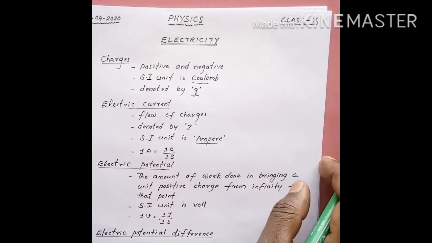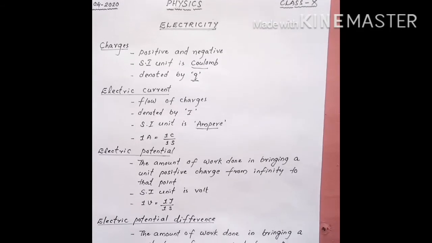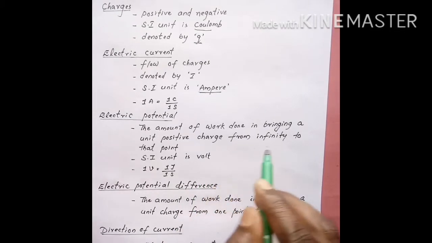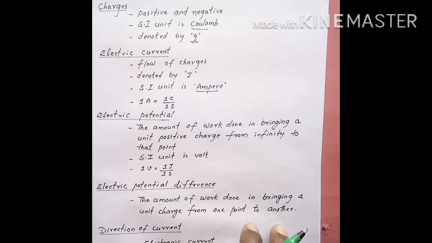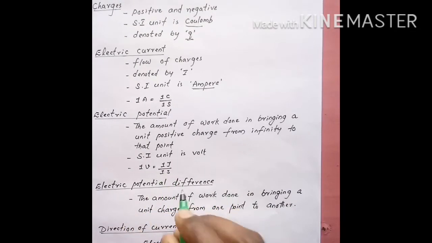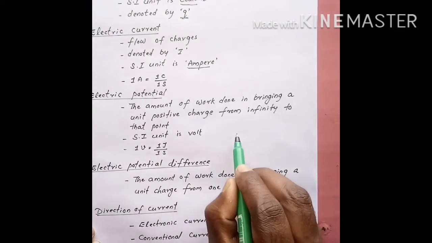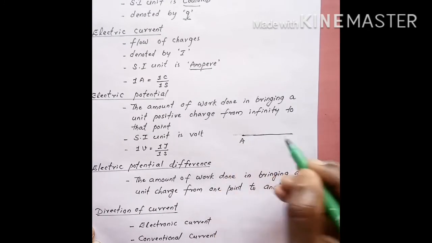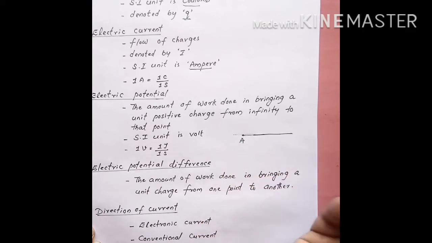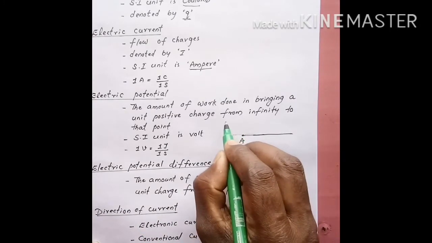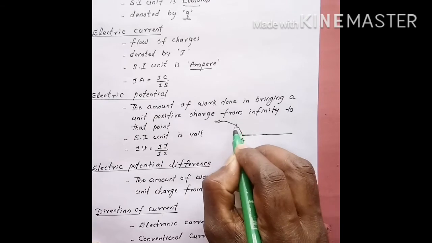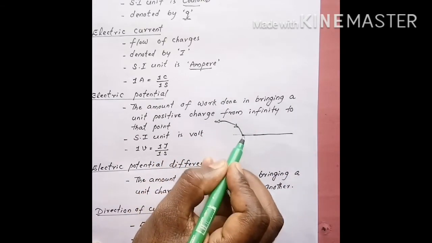Right? Next topic is electric potential. Electric potential is the amount of work done in bringing a unit positive charge from infinity to that point. That means electric potential is for a point, for example a point A in a conductor. This is a conductor, and this point is A. A unit positive charge is coming from infinity, and the amount of work done in bringing the charge from infinity to this point.